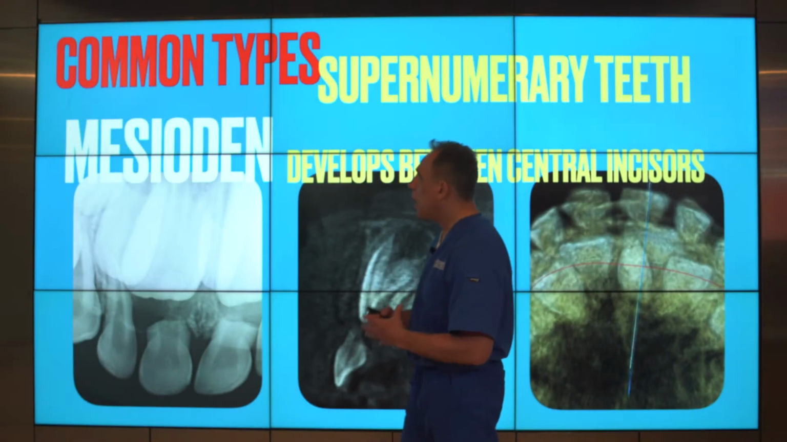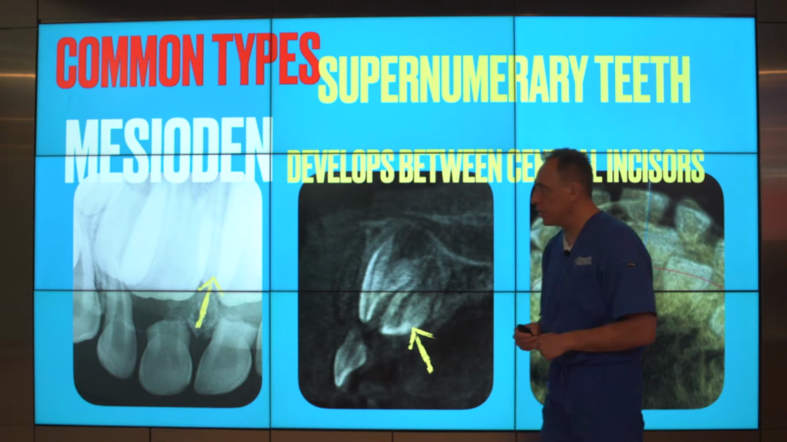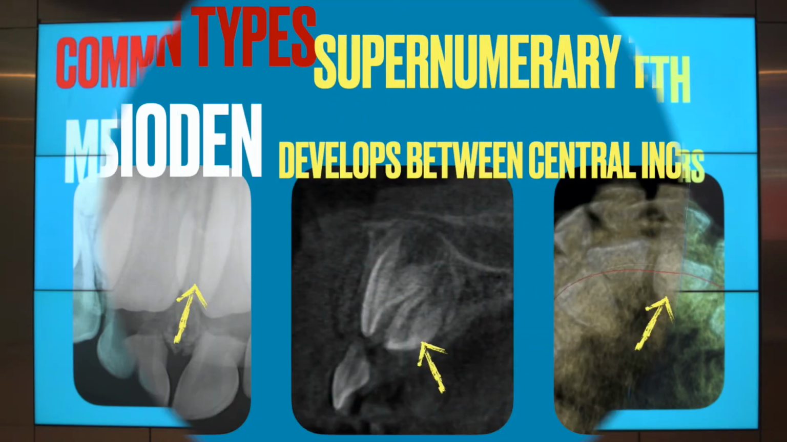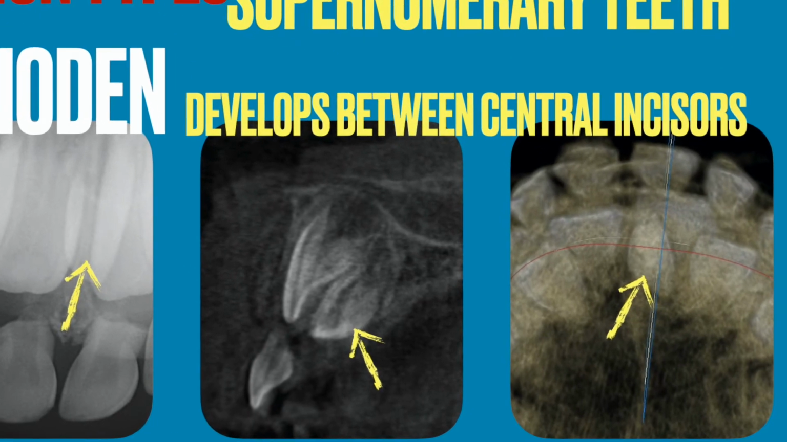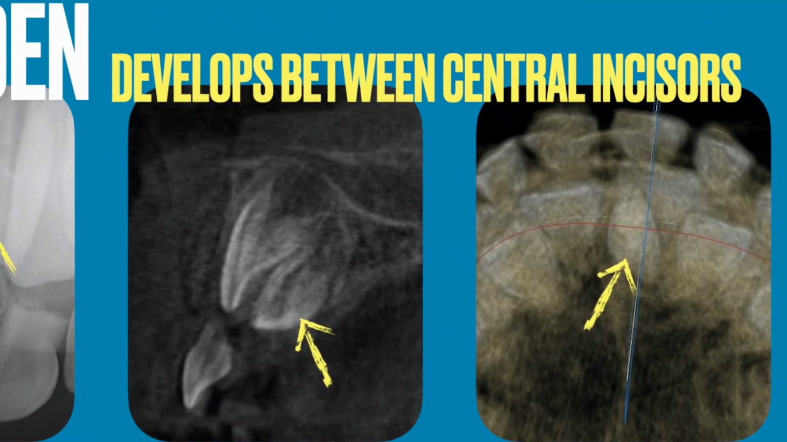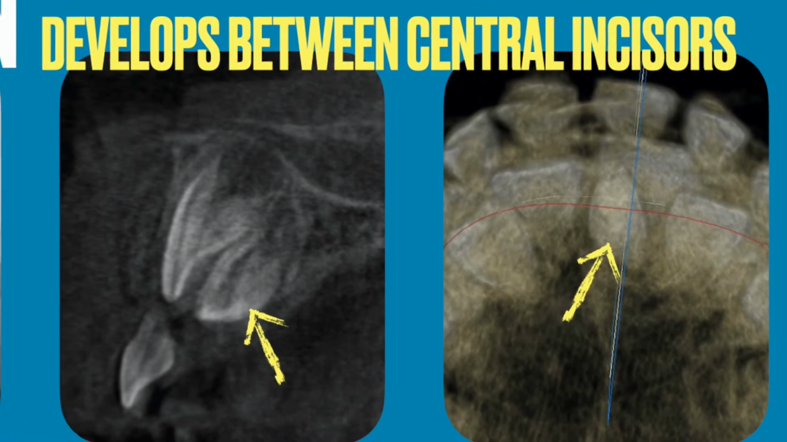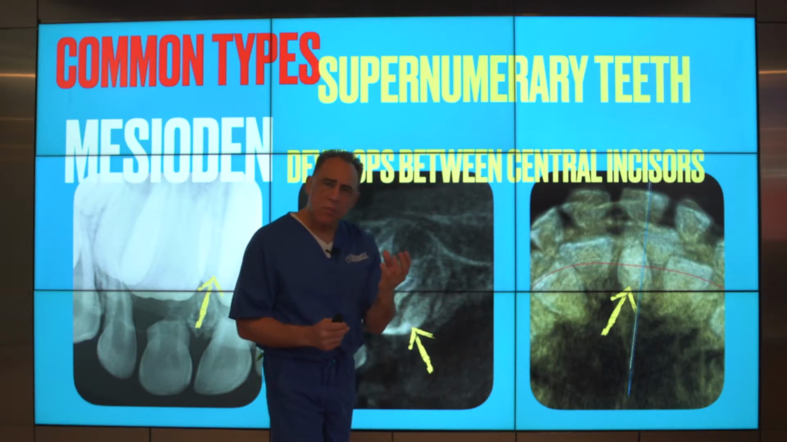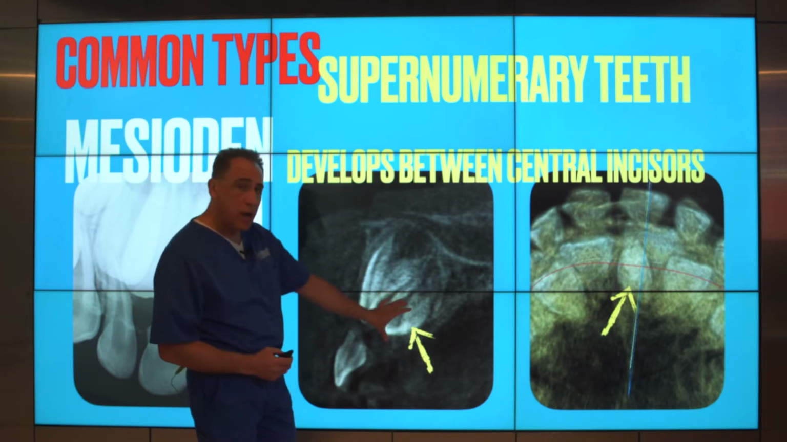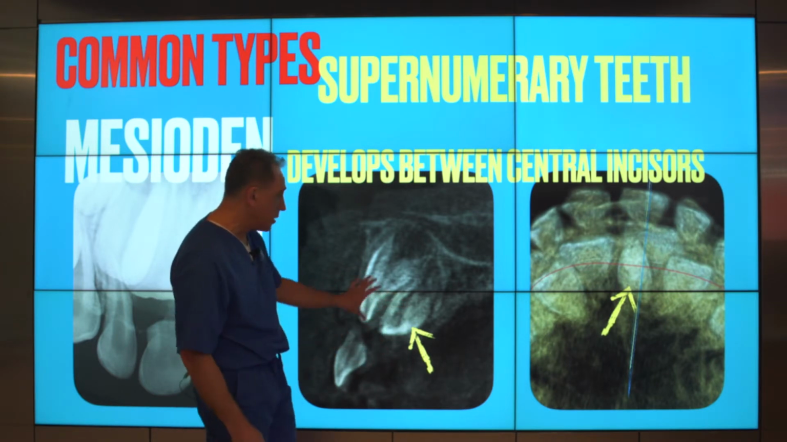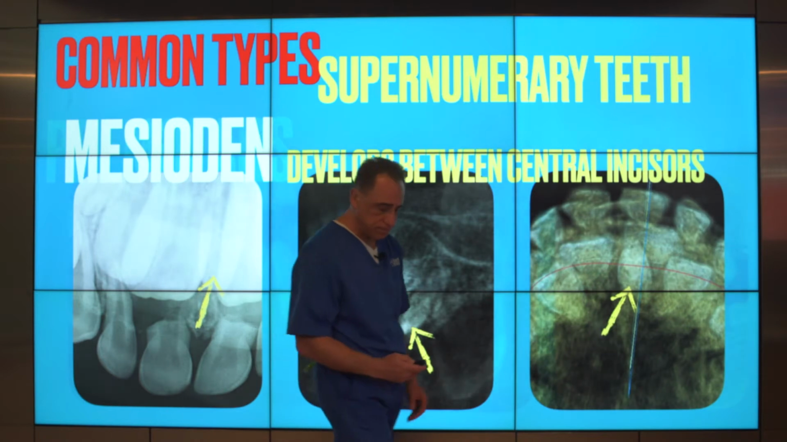Now, there are several common types of supernumerary teeth. One of the most common types is known as a mesiodent. Mesiodent is when a supernumerary or an extra tooth develops between the upper central incisors. It's often a small peg-shaped tooth that develops right behind or toward the palatal side of the upper central incisors.